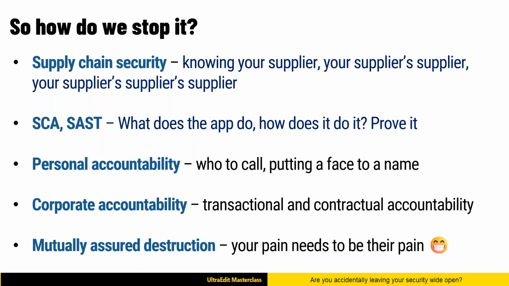SCA and SAST, we'll talk about in a moment, but this is software and code analysis, static code analysis and supply chain analysis. You need to know, what does the app do and how does it do it? Is it doing something that you don't like? Not because there's some nefarious code in there that is really horrible, but because it is doing something you disagree with, for example, sending all your statistics back to the Martian government or something like that. And with SAST and SCA, you can prove that the software is compliant and is taking the best steps, giving you the best chance of not opening yourself up to breach.